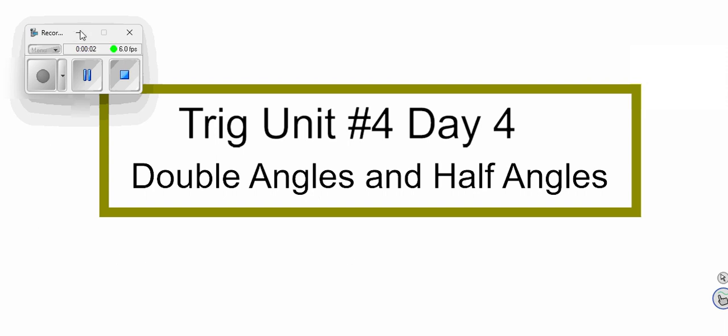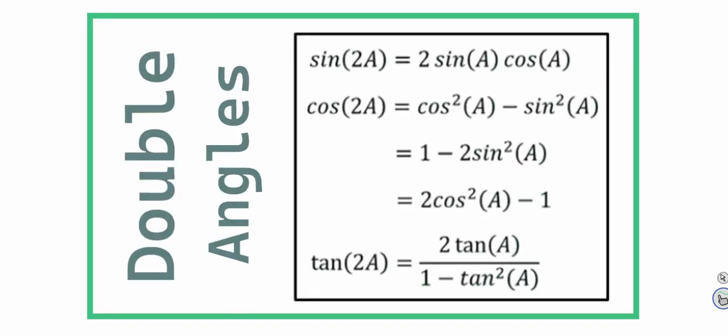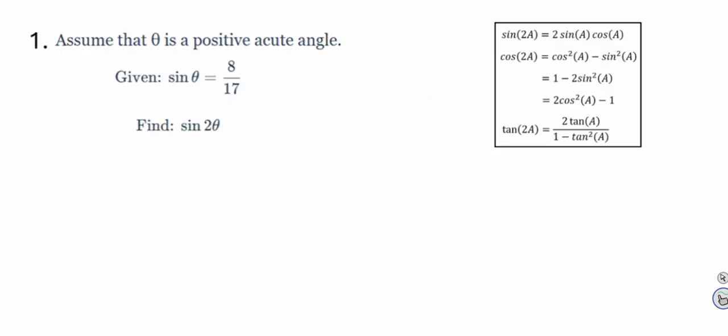Okay, here we go. Trig unit number 4, day 4, double angles and half angles. You'll see a lot of formulas. You get this formula sheet for your test, so don't worry about memorizing them. If you're going to take calculus, you will see the double angle formulas, sometimes in Calc 2. And so, you can worry about it then.